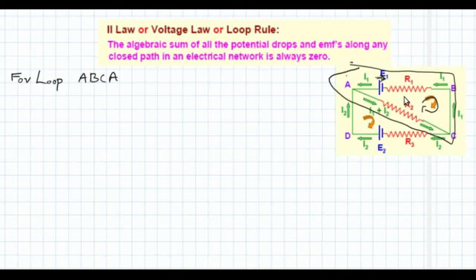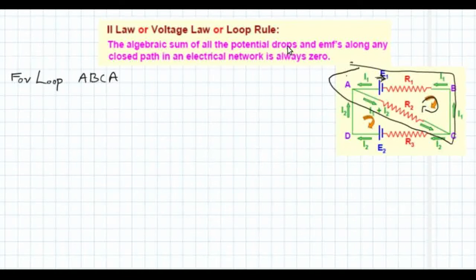The potential drop across R2 is IR, but here the current is I1 plus I2. So I1 plus I2 into R2 is the potential drop across R2, or the voltage across R2. And across R3 it is again IR, where I is I2, so I2 R3 is the potential drop or voltage across R3. I1 R1 is the voltage across R1, that is the potential drop across R1.